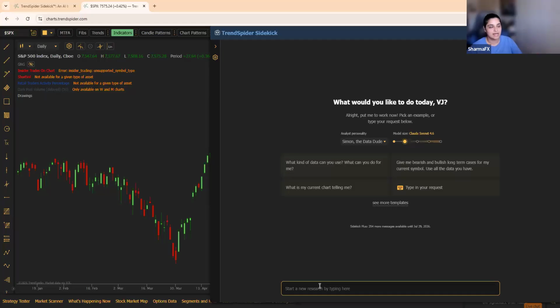I want to look at what is happening in the markets overall first, and then dive deeper, pick certain sectors, ETF stocks, things like that, and then look at what I want to trade. So the very first thing I'm going to do is ask it to give me a quick overview of the fundamentals and the market sentiment of what's going on in the market.